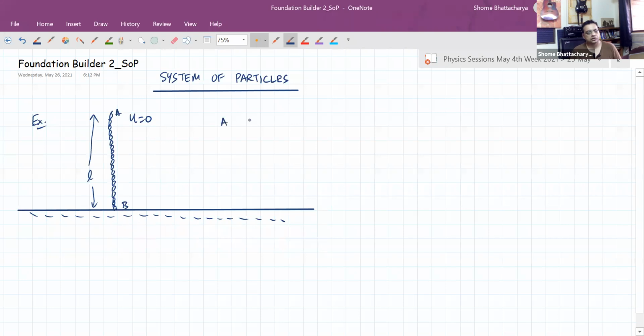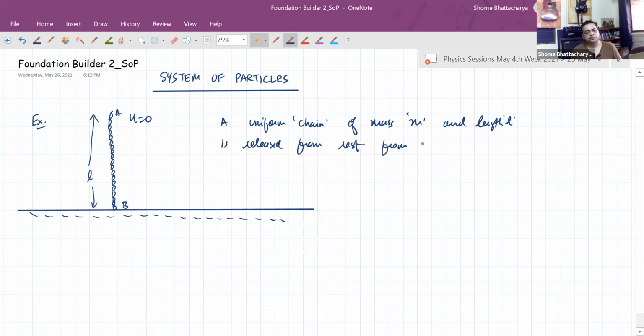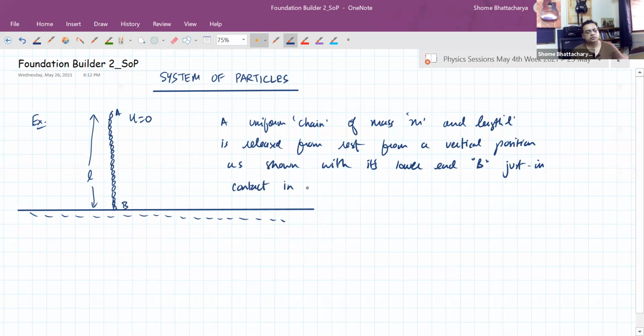A uniform chain of mass m and length L is released from rest from a vertical position as shown, with its lower end just about in contact with a horizontal surface.